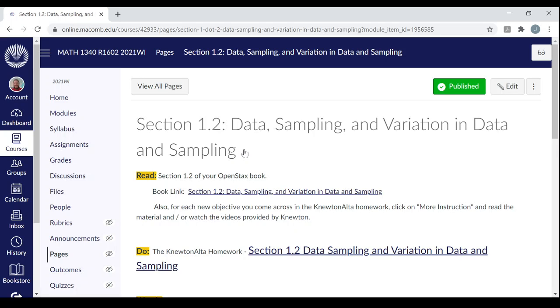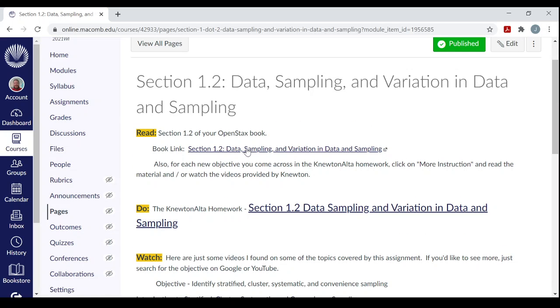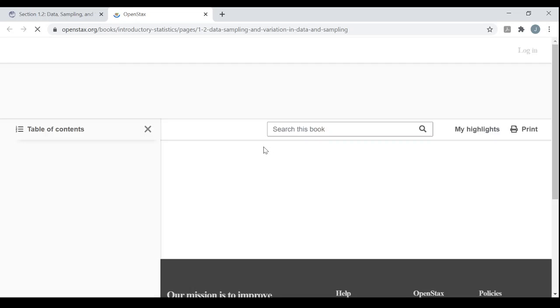In that page, as with every page, you'll have 3 things highlighted. One is, read. I'd expect you to read the section in your OpenStax book. Read section 1.2, and there is a link. Click on that link, and it'll open up openstax.org to section 1.2 of your statistics book.